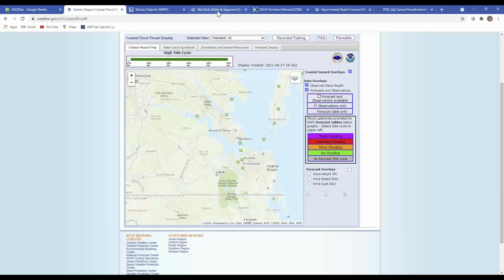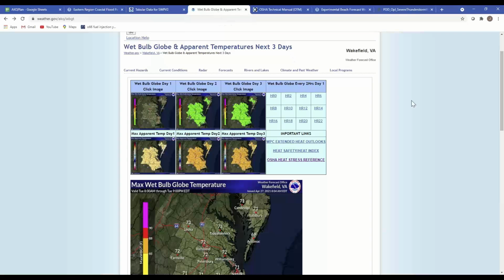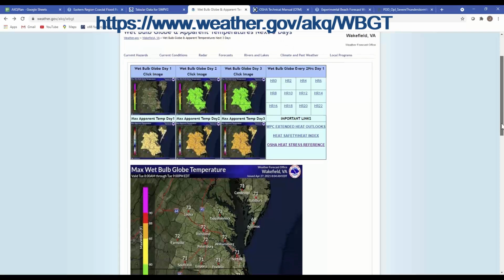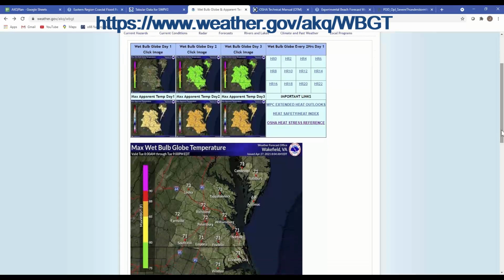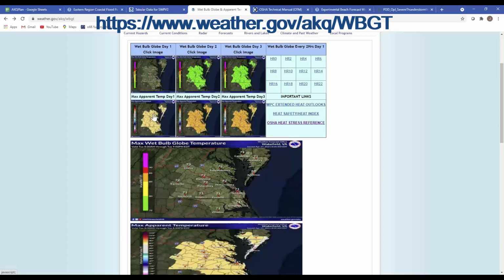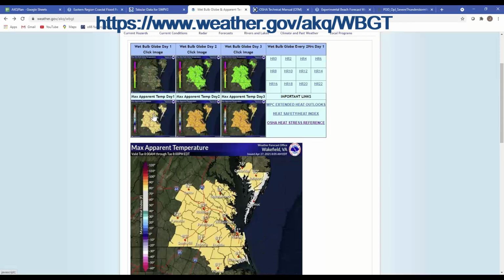The last thing I'll mention that we're going to be sending out later next month, we're working on developing this, is our heat page. We've been doing two things. We've been providing forecasts for your heat index, which is your max apparent temperature that everybody's used to. So what's the max heat index going to be for the day? And we've also been providing what's the max global wet bulb temperature for the day.